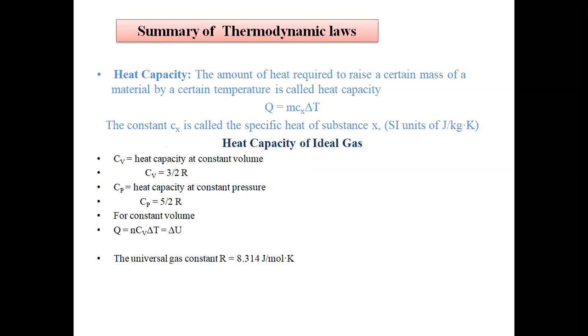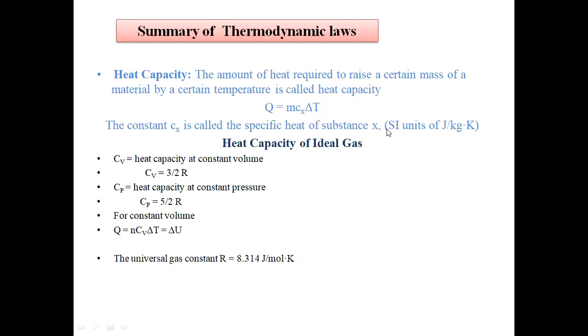Also, we talk about the heat capacity. Heat capacity is the amount of heat required to raise a certain mass of material by a certain temperature. And this heat capacity: Q equals m times Cx times delta T. The constant Cx is called the specific heat of substance X. There is a different heat capacity for different materials. And the unit of the specific heat capacity is joule per kilogram Kelvin.